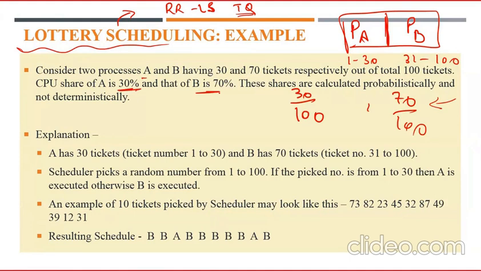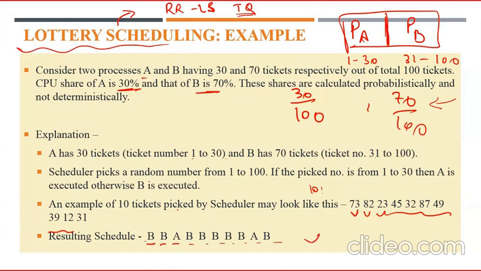That is why you can see over there the probability is 30% and 70%. Now let's take a random scenario to check whether this statement is correct or not. I have selected 10 random numbers, such as 73, 82, and so on. Whenever your number is between 31 and 100, B will win. Otherwise, for 1 to 30, A will win. So you are getting B, B, A, B, B, something like that.